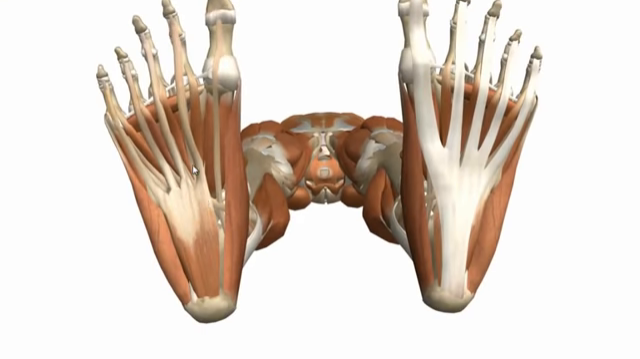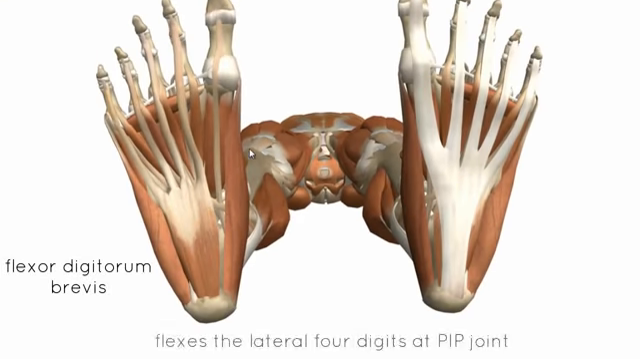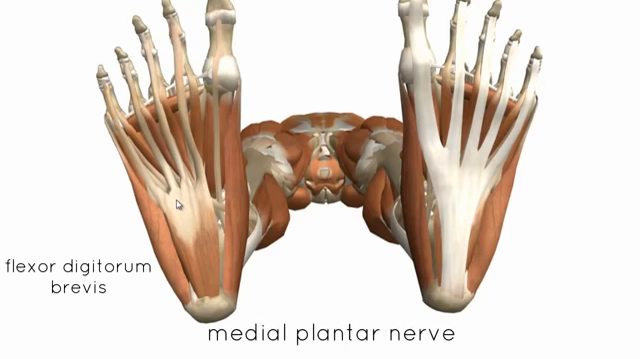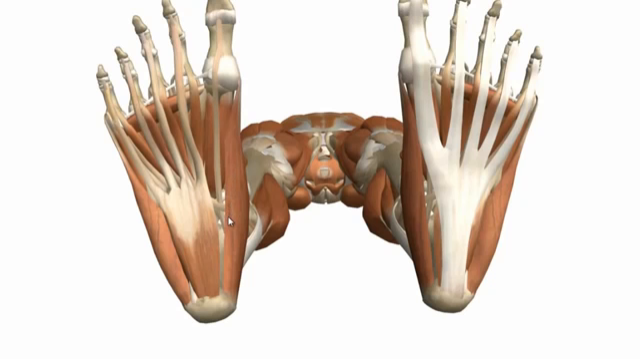So what this muscle does is that it flexes the lateral 4 digits at the proximal interphalangeal joint. So this muscle is innervated by the medial plantar nerve. So just medial to this muscle, we've got this muscle. This is the abductor hallucis. So you can feel this in your foot. It makes up a lot of the bulk that you can feel in the medial side of your foot.